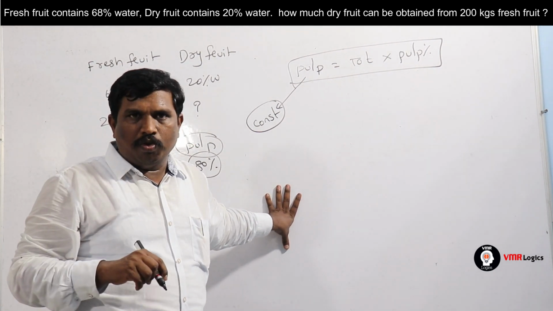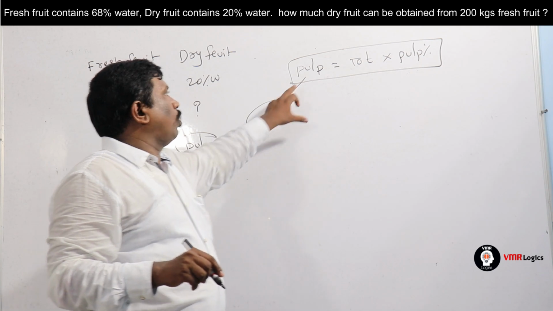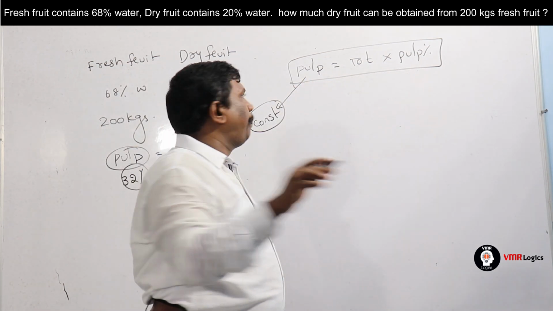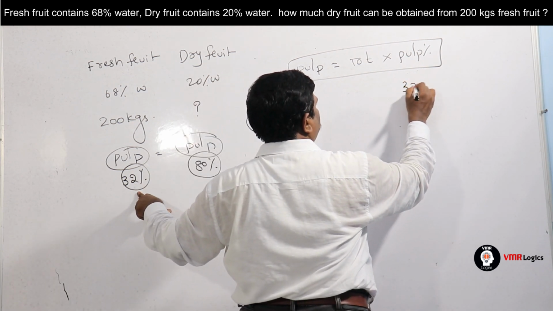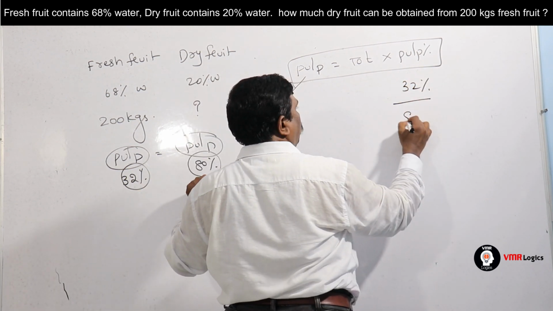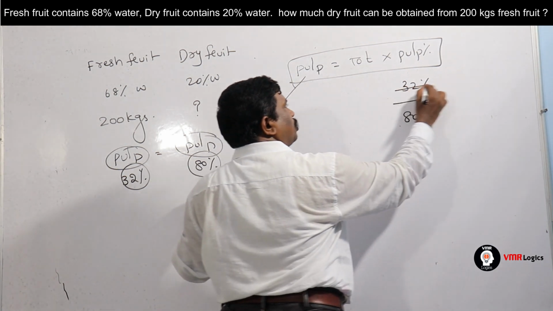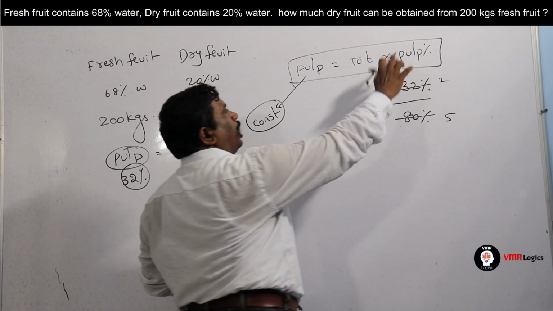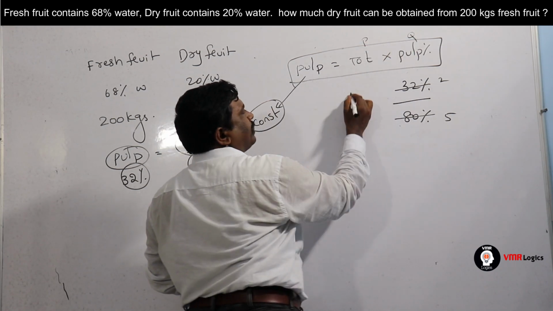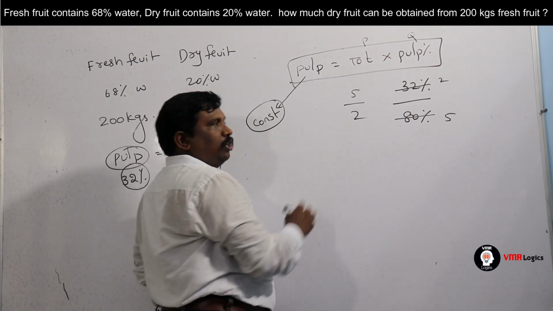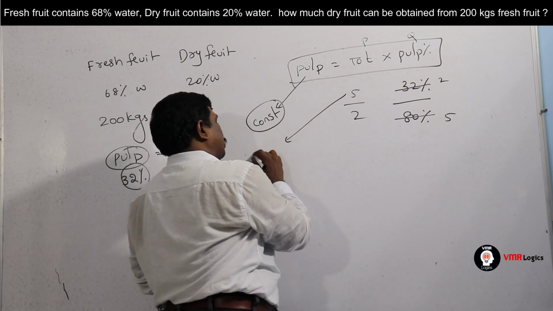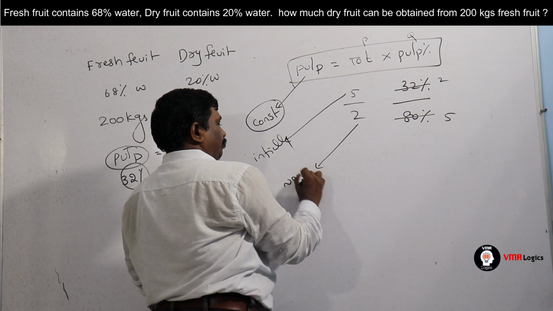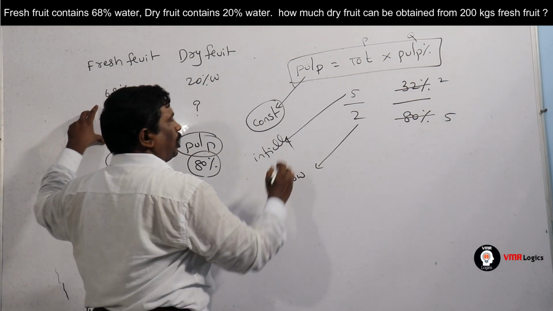Pulp is fixed. When pulp is constant, the P ratio and Q ratio are inversely proportional to each other. Pulp percentage initially 32%, now pulp percentage 80%, ratio 16 table 2 times, 16 table 5 times, 2 by 5. When the P ratio is 2 by 5, the Q ratio is 5 by 2. The meaning of this: initially total quantity is 5 parts, now total quantity is only 2 parts. Initially 200 kgs are given to you.